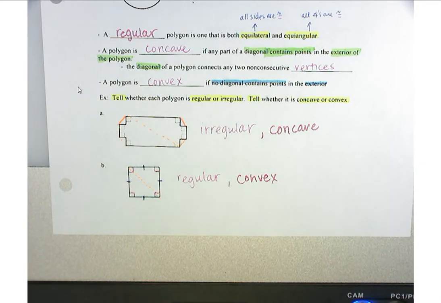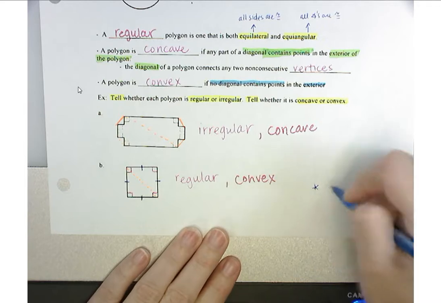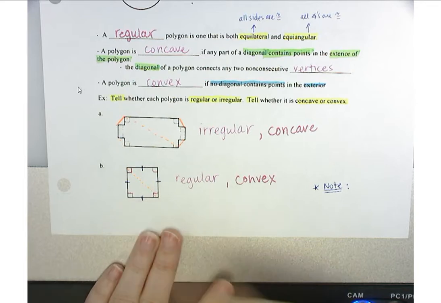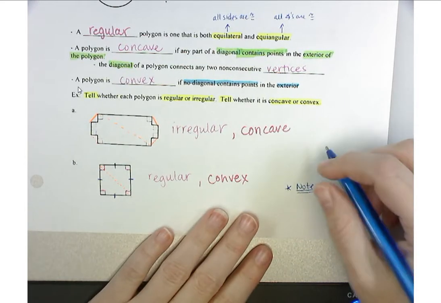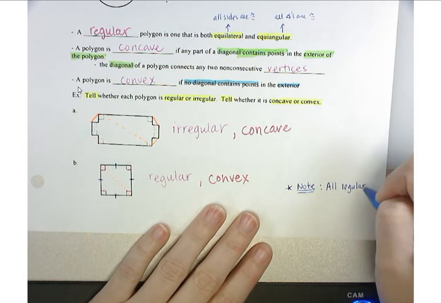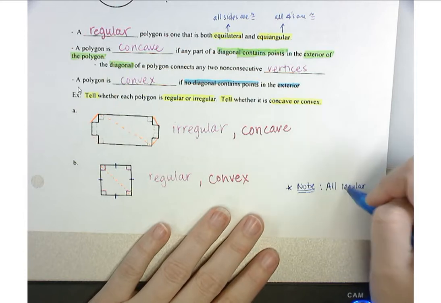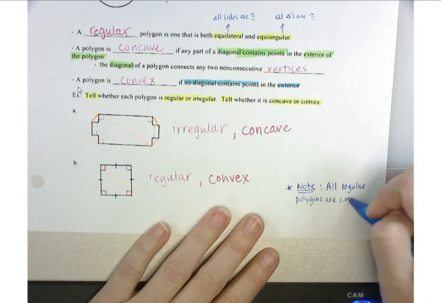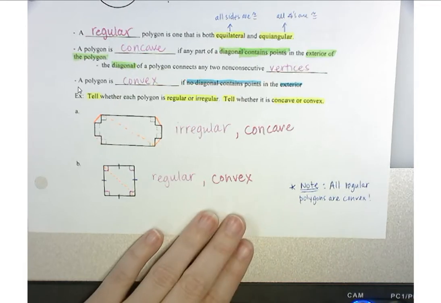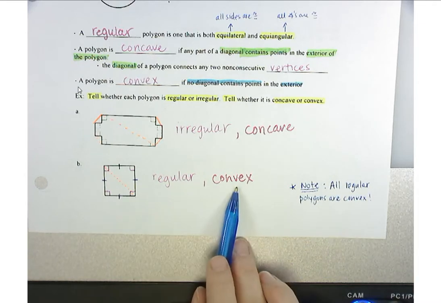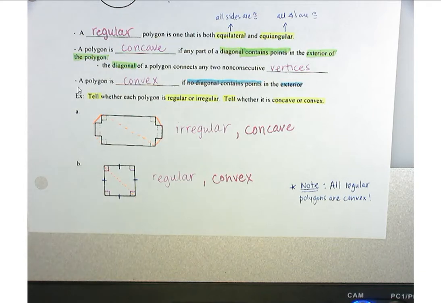Now, for any regular polygon, they should always be convex, just like our square here. So if you know that the polygon is regular, it's going to be convex. If you automatically put regular here, this is going to have to be convex. So that's a nice little shortcut.